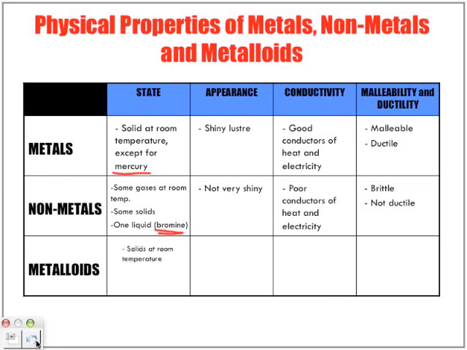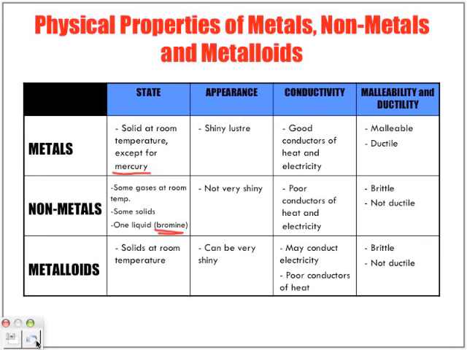And metalloids: solids at room temperature. They can be shiny, or cannot be. It all depends, right? Metalloids, as we said, exhibit properties similar to both metals and nonmetals. They may conduct electricity, but they're poor conductors of heat. As we said, they may conduct electricity, semiconductors. They somewhat allow it, and they control the flow of electricity. They're brittle and also not ductile. Very similar. So here's the nonmetallic property that these metalloids actually exhibit.